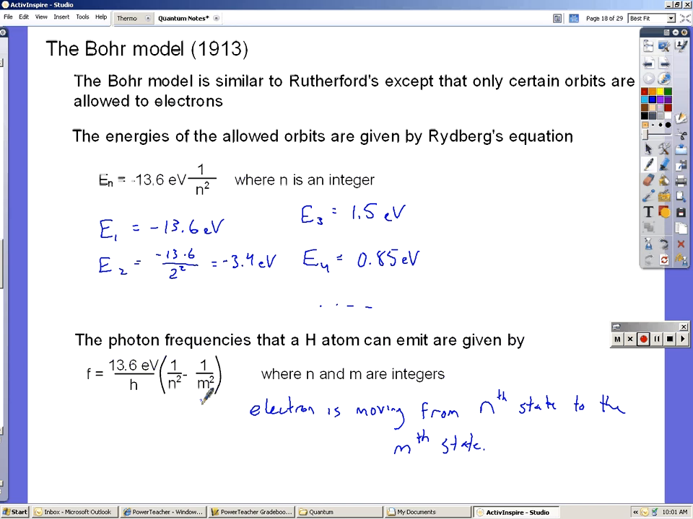Unfortunately, with the Bohr model, Bohr didn't explain why this should be. He was just saying, well, this is what we see. This is our model. Now we need to figure out why it does this. And that would have to wait until the 1920s or so for Erwin Schrödinger to come up with a better model.